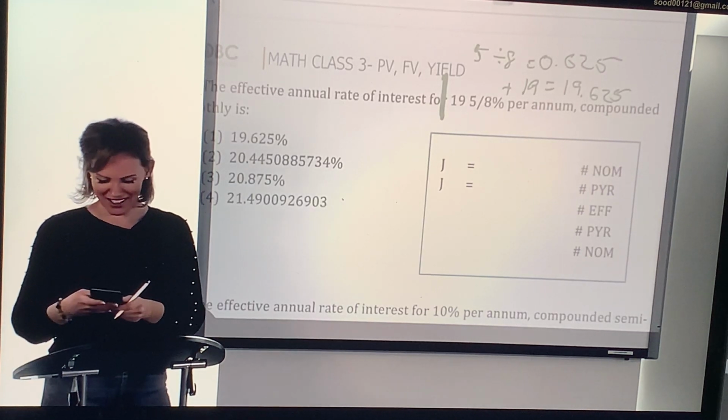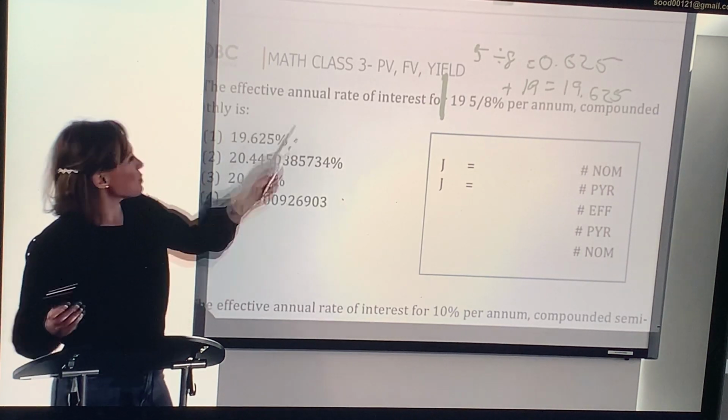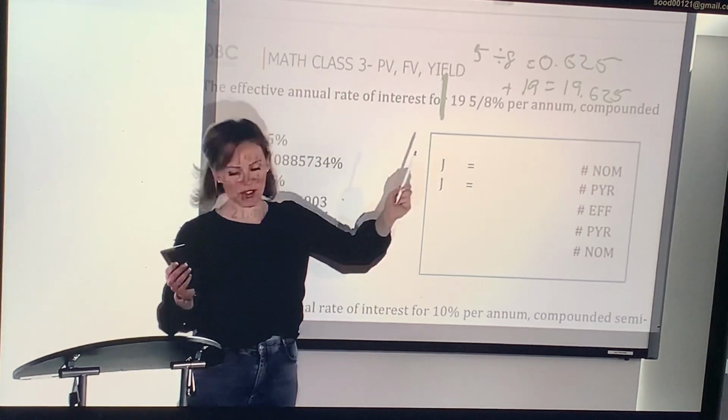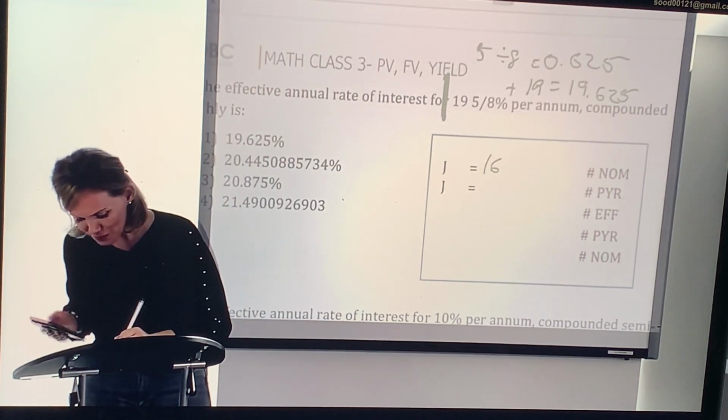Let me just double check. 5 divided by 8. Yes, okay. So perfect. That's the rate, how you're supposed to have it. So it should be 19.625.